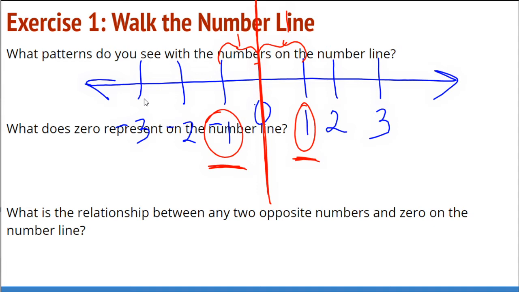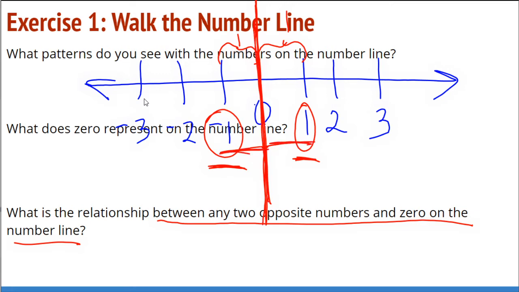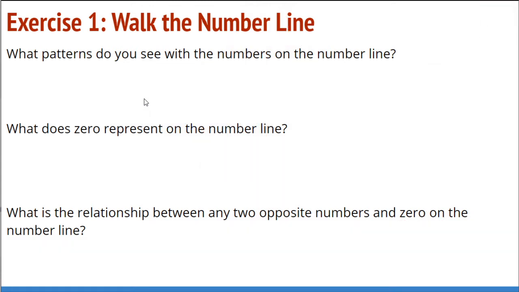So the relationship between any two opposite numbers and 0 on the number line is that 0 is in between them, and they are the same distance from 0. Taking us right back to that I can statement.